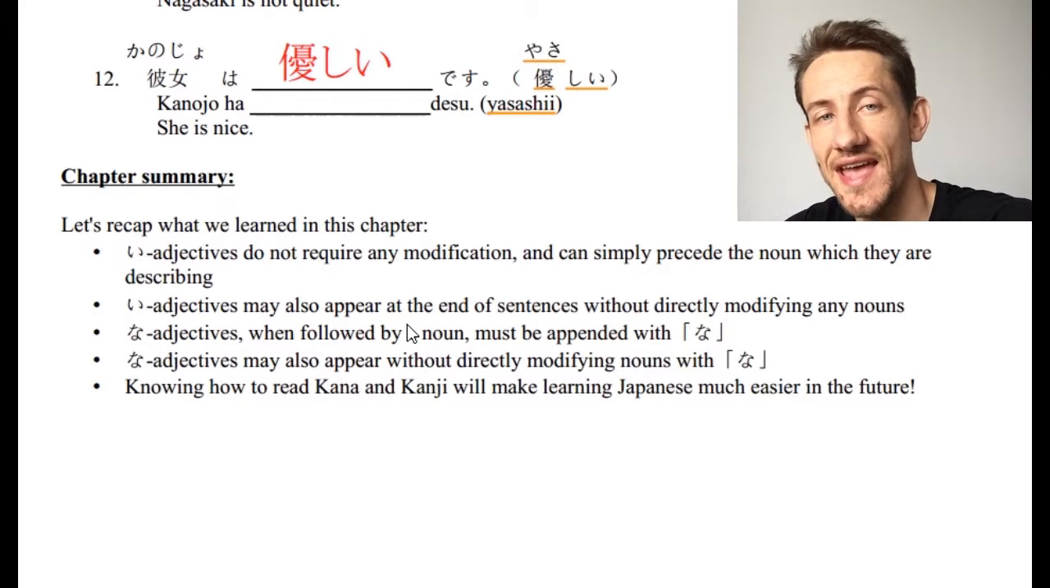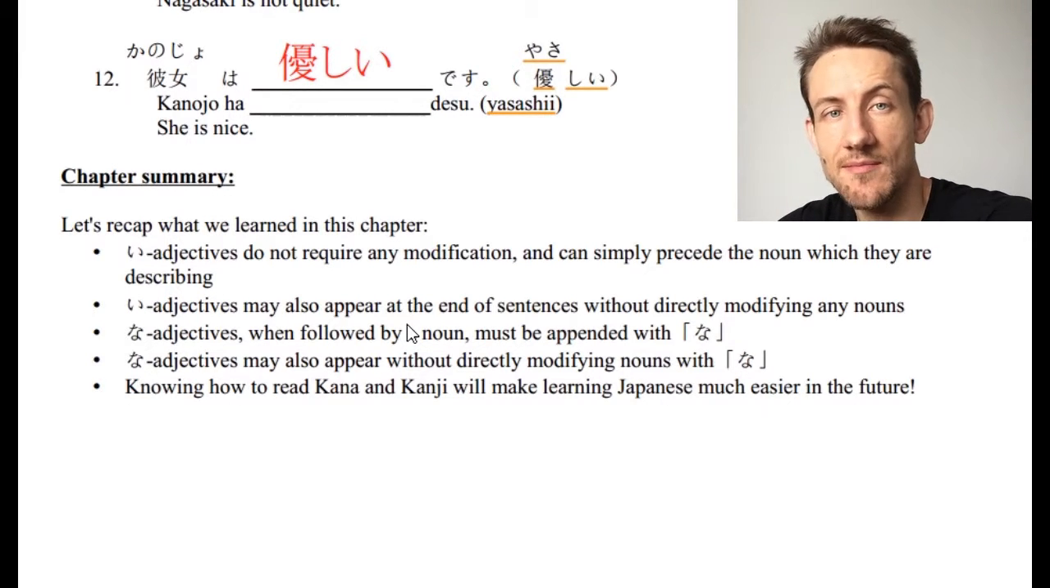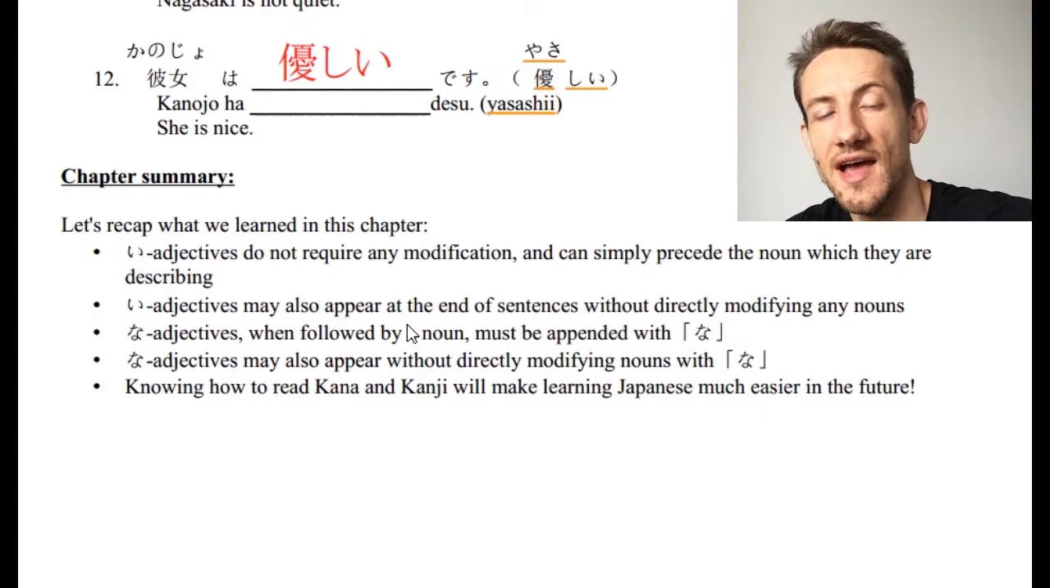We also learned that na-adjectives, when followed by a noun, must be appended with na. So we cannot say hen hito, it must be hen na hito. And we also learned that na-adjectives may modify a noun if they don't appear next to each other. So just like before with our i-adjectives, we can have noun, wa, na-adjective, and we don't need na.